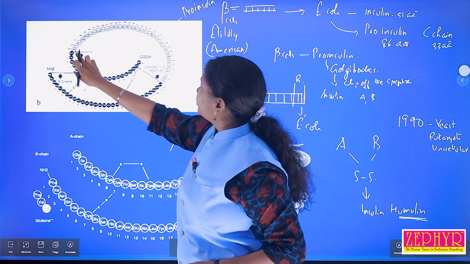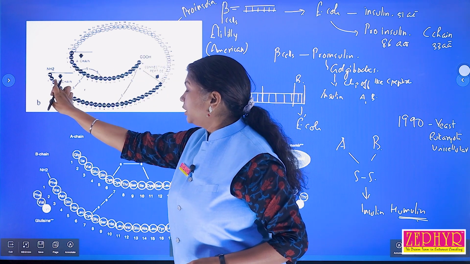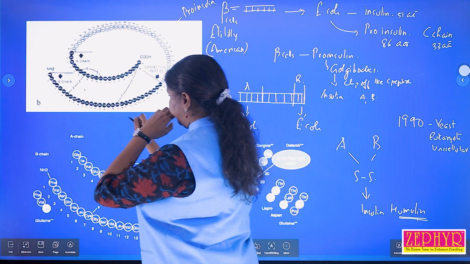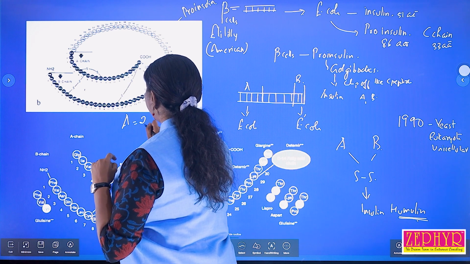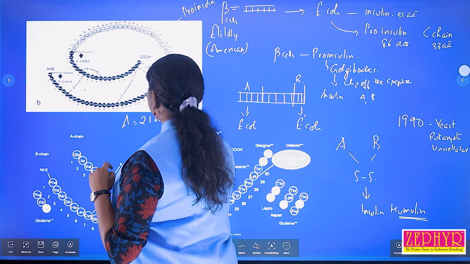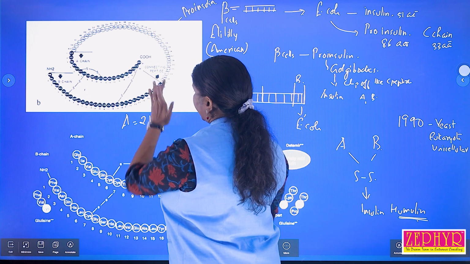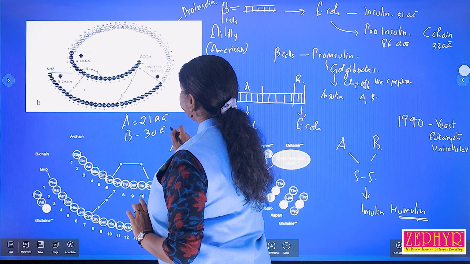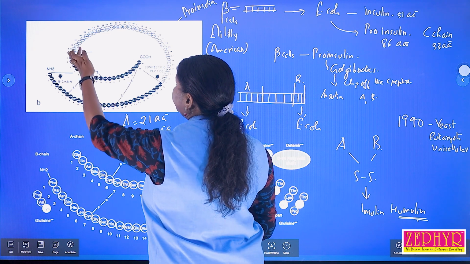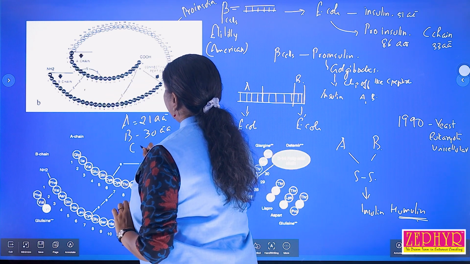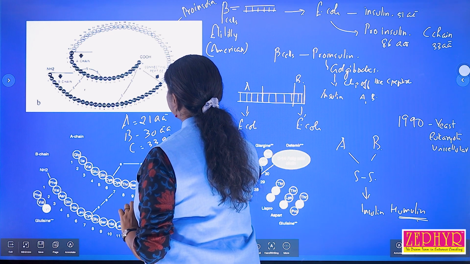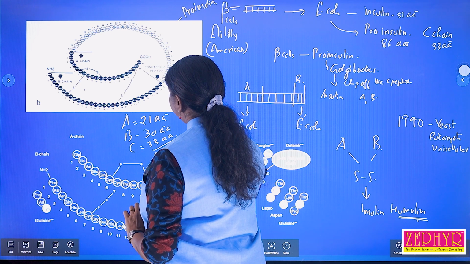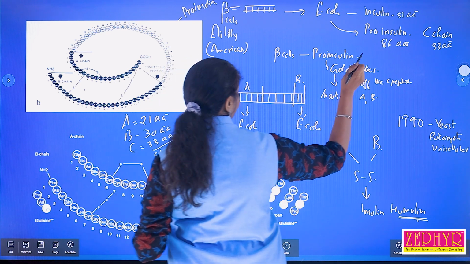This proinsulin is in a reverted order, and you could say that this is the A chain, with 21 amino acids. This is the B chain, with 30 amino acids. And here we have the C chain, with 33 amino acids. So you might ask, teacher, it amounts only to 84 amino acids, while you said 86.